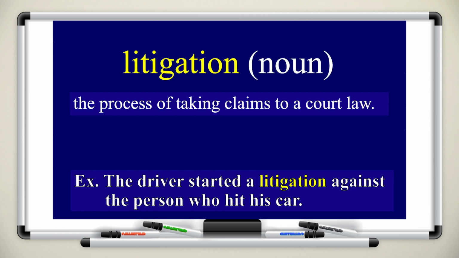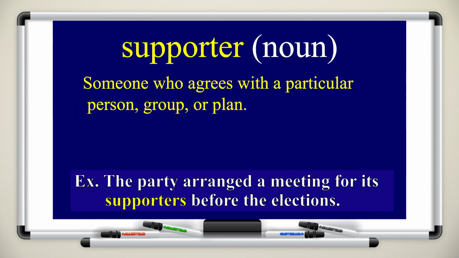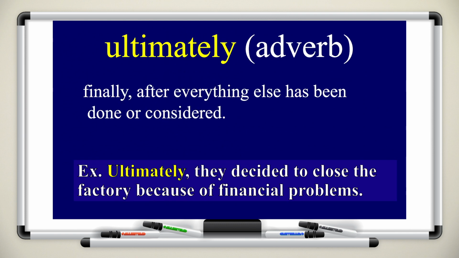Litigation is the process of taking claims to a court of law. For example, the driver started a litigation against the person who hit his car. A supporter is someone who agrees with a particular person, group, or plan. The party arranged a meeting for its supporters before the elections. Ultimately means finally. Ultimately, they decided to close the factory because of financial problems.